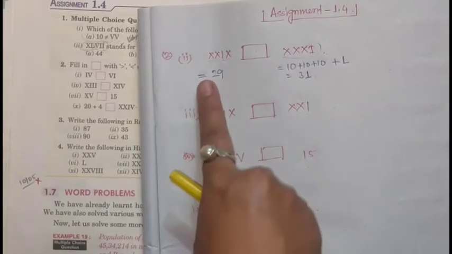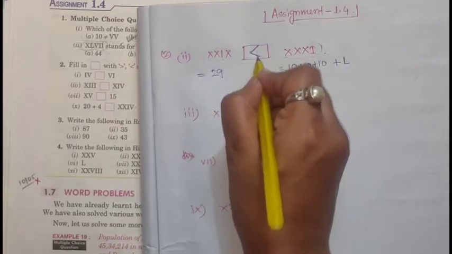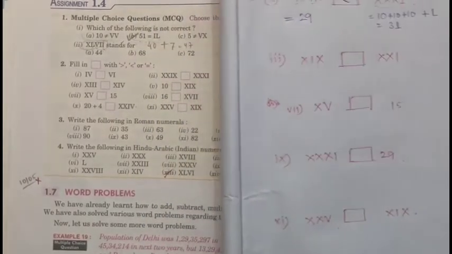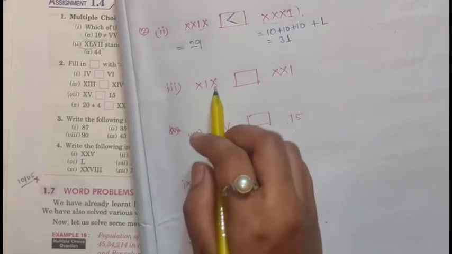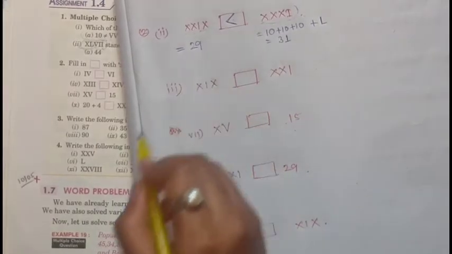31 is greater than 29. So you need to fill this blank with this sign, less than sign. Next one. Next I will do question number 2, 3. XIX, XXI. So what will be the value of this Roman numeral?